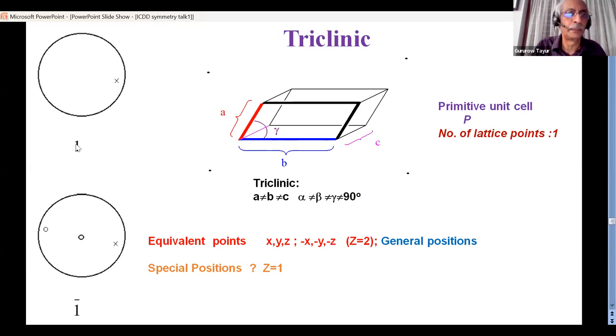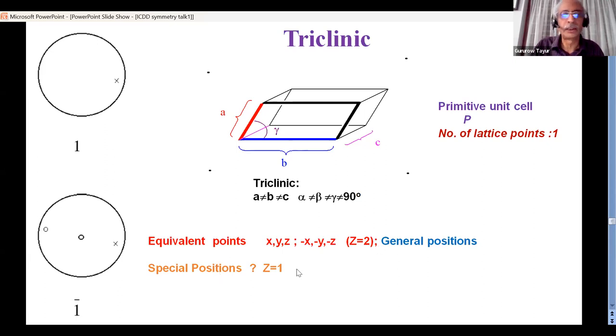In case we have point group symmetry 1, the equivalent point is only one, which is XYZ, a very redundant case. And it is quite possible to have crystals going into this particular point group symmetry associated with the crystal system. We combine the primitive unit cell with the symmetry, call it P1, which now becomes what we call the space group. So the next one is P1 bar, where we see the relationship XYZ, X bar, Y bar, Z bar. The equivalent points are two here. And so we write this as general positions, Z is equal to two.